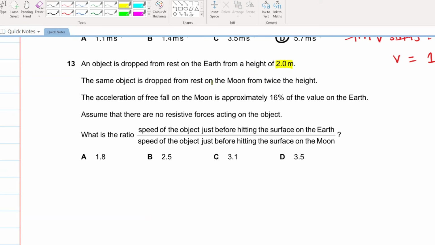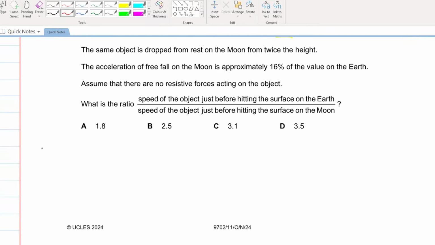The same object is dropped from rest on the moon from twice the height. The acceleration of free fall on the moon is approximately 16% of the value on the earth. Assume that there are no resistive forces acting on the object. The speed of the object just before hitting the surface on the earth and the speed of the object just before hitting the surface on the moon. Perfect. First of all, what will you do?